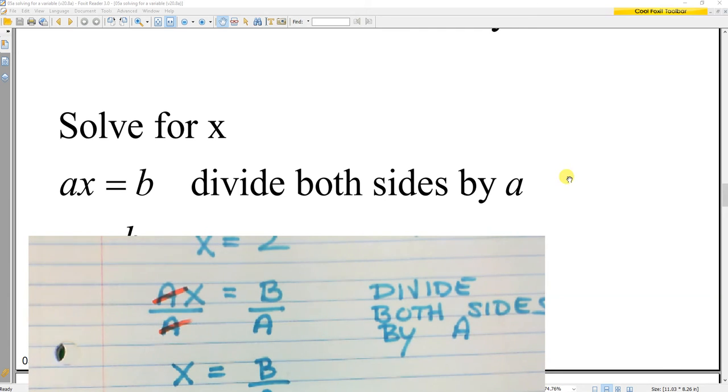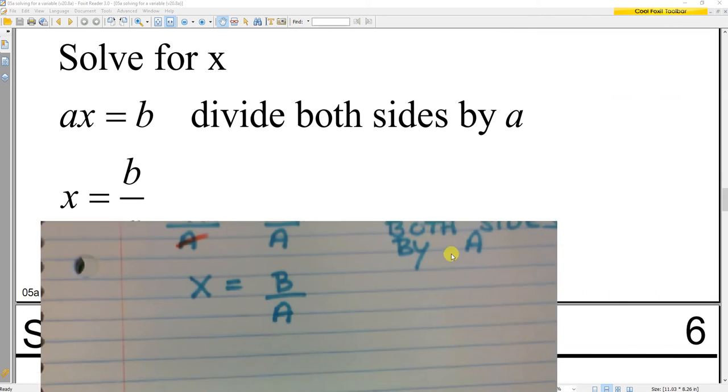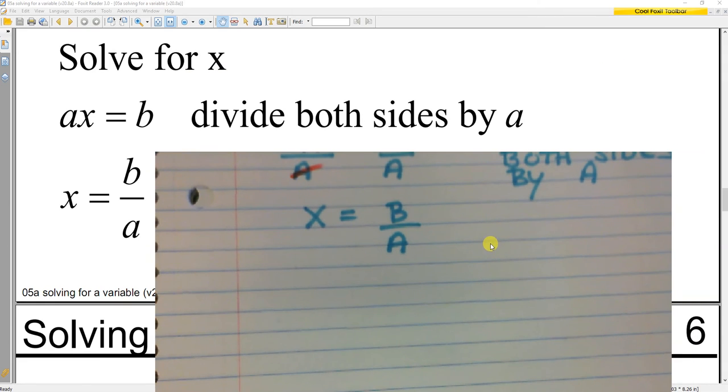That's your answer. That's it. My answer is B over A. X equals B over A. I use the rainbow poster in the exact same way that I did before, but now everything's a variable. Let's try another one.